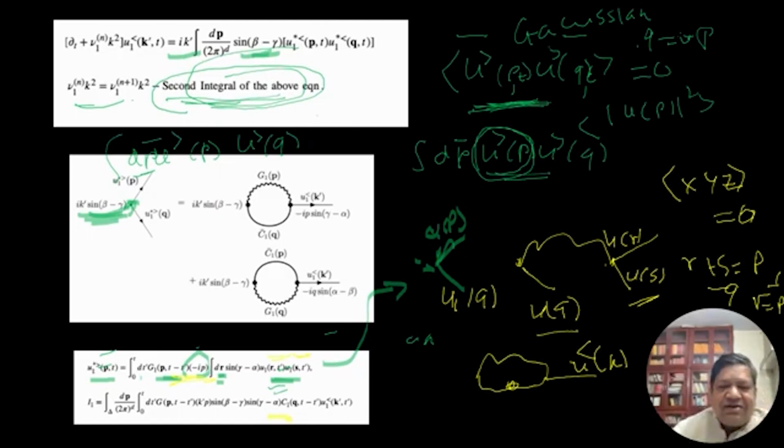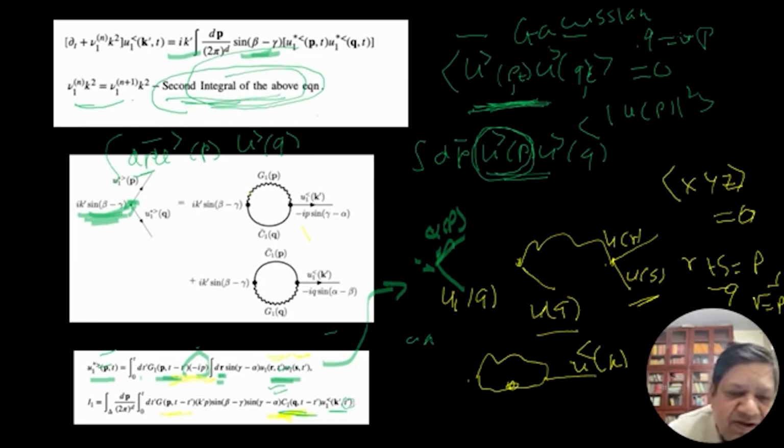So this is my first integral, and that's what we have written here. G is the Green's function, and this C of q is the correlation function. And here u less k. You can focus on the time, which is small here.